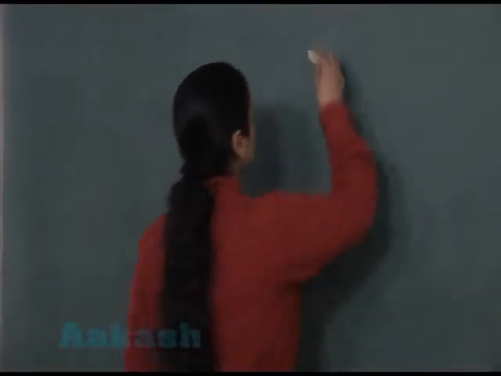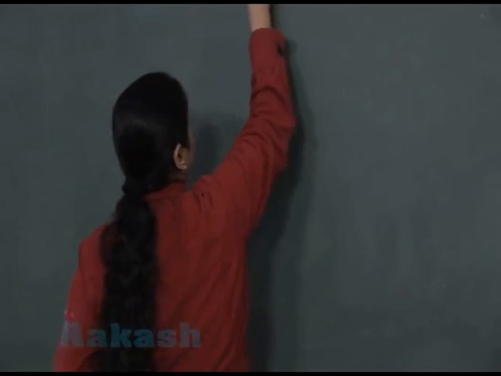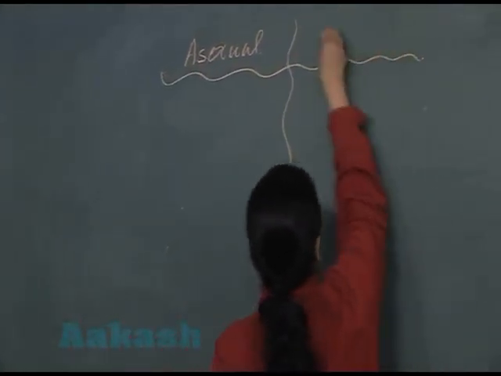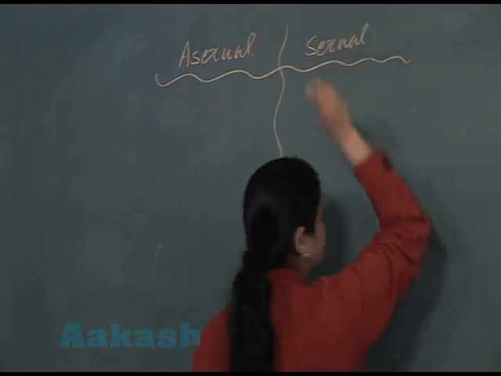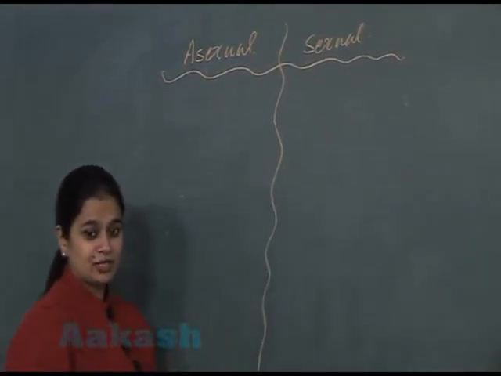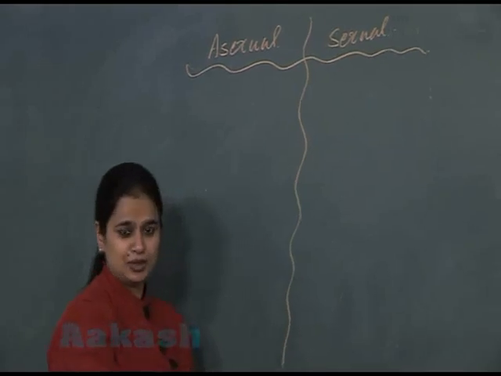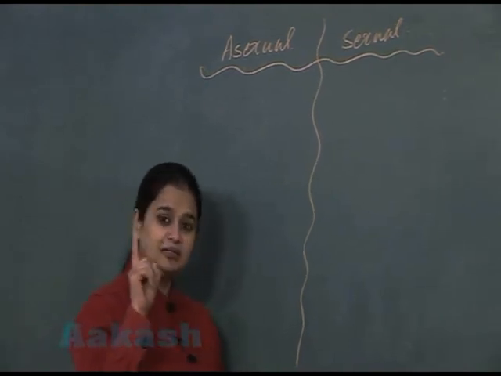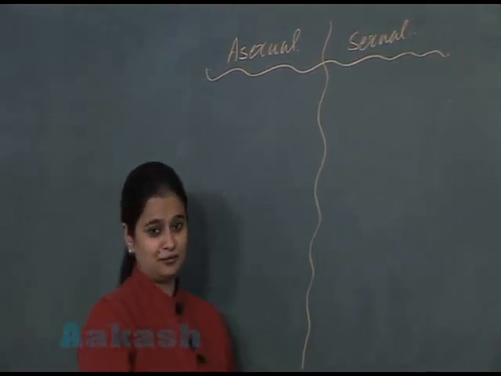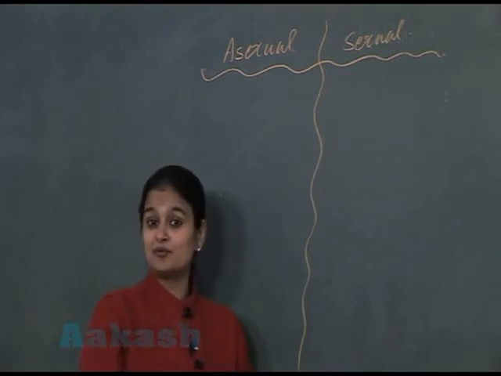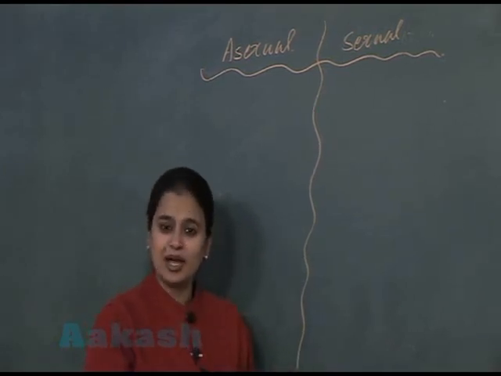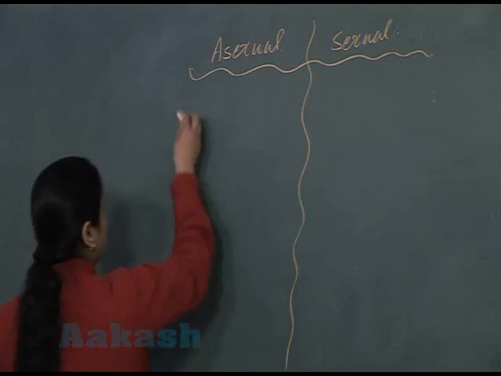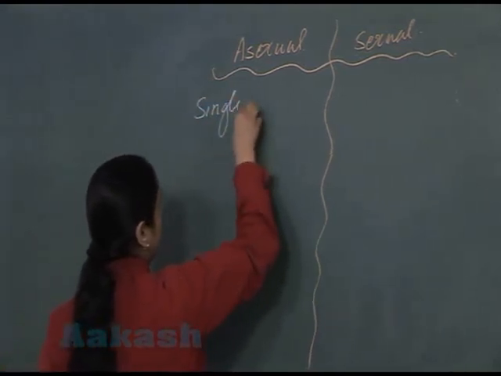Now the two categories, asexual and sexual reproduction. In asexual reproduction, there is formation of a new individual. There is formation of progeny due to the contribution of a single parent. For the formation of a new individual, there is involvement of only one parent. That's why this reproduction is known as uniparental. So here there is involvement of a single parent.